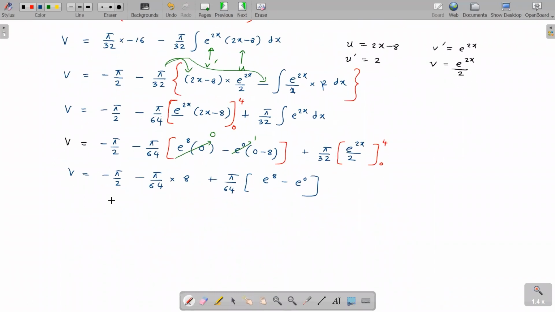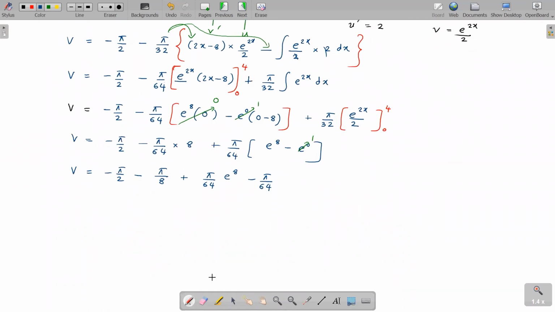Okay, so then we get here volume equals minus pi over 2, minus pi over 64 into 8, which is pi over 8, right? Plus pi over 64 into e to the power 8. Here e to the power 0 is actually 1, so we end up getting minus pi over 64. Is that okay? Can you all simplify this?